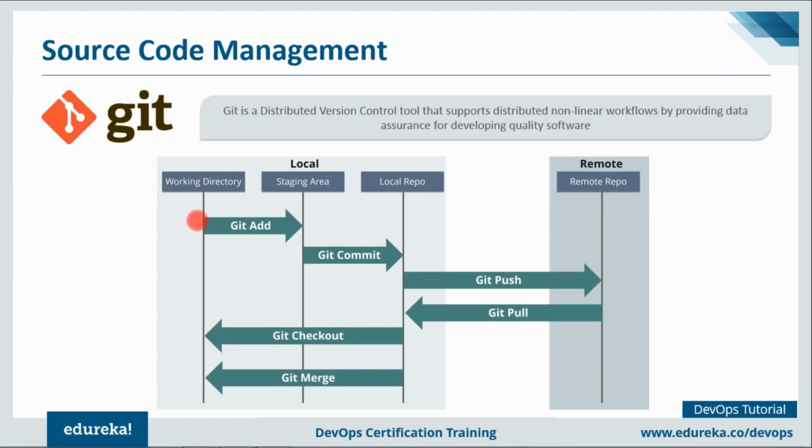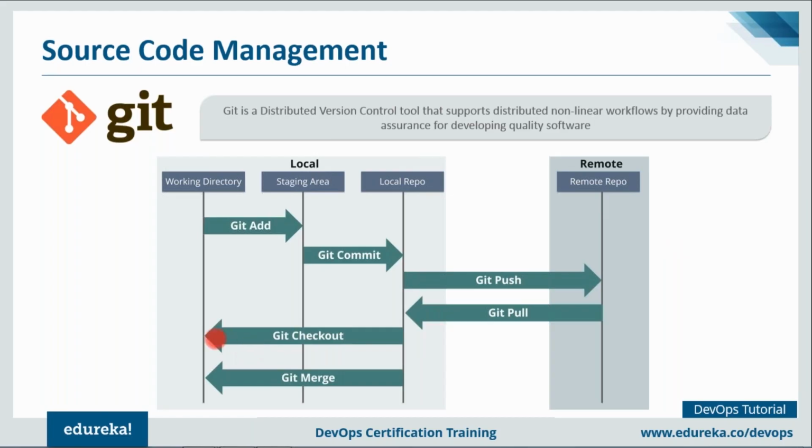So I'll perform a git add operation. Because of git add, whatever was there in my working directory will be present in the staging area. You can visualize the staging area as something between the working directory and your local repository, right? Once you have done git add, you can perform git commit to make changes to your local repository. Then you can push your changes to the remote repository. After that, you can perform git pull to add whatever is there in your remote repository to your local repository, and perform git checkout to add everything from your local repository to your working directory as well.